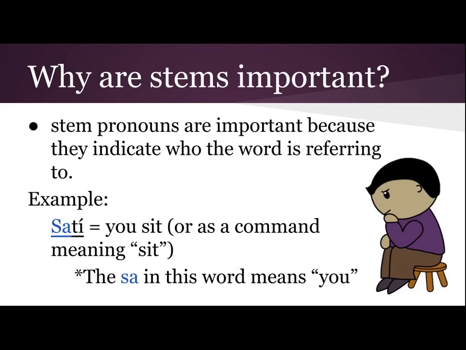So why are stems important? Stems are important because they indicate who the word is referring to. So for example, a really common one in Ongwahohne is sadi. It means you sit, or you can even break it down a little bit simpler than that, just to mean sit. But we need to know who we're talking about. What are we really saying? Well, it comes from a root word to sit, but also the za in that word means you. And so understanding the pronouns and the stems will help you change that word, like I will sit, or you should sit, or I'm sitting, or something like that.